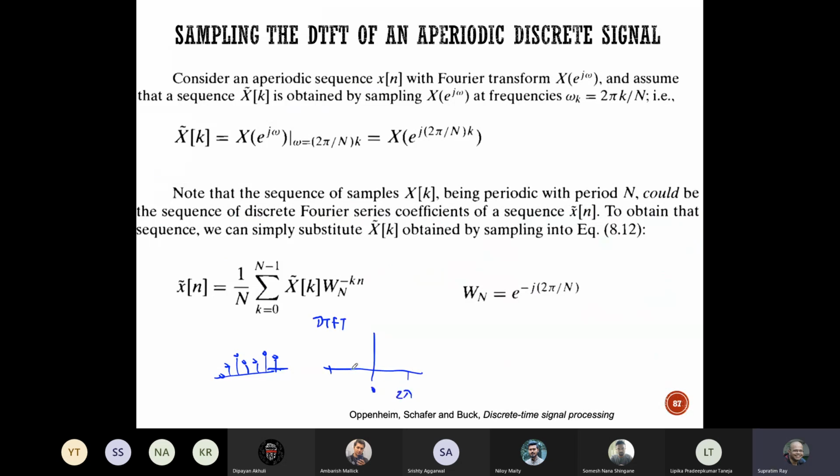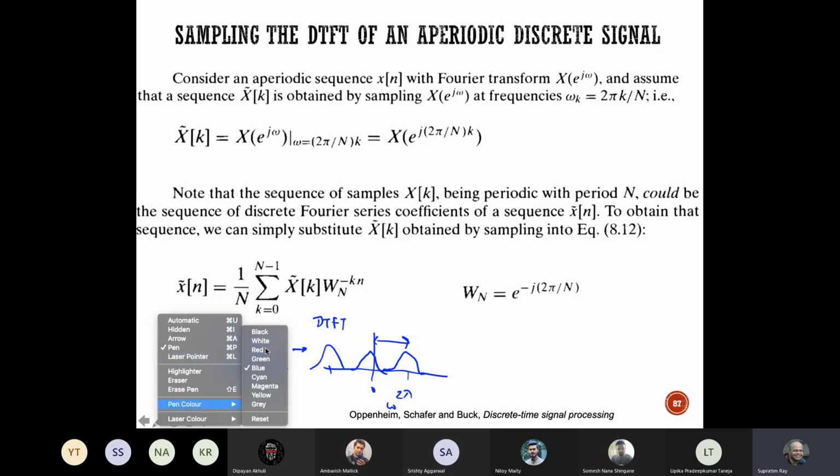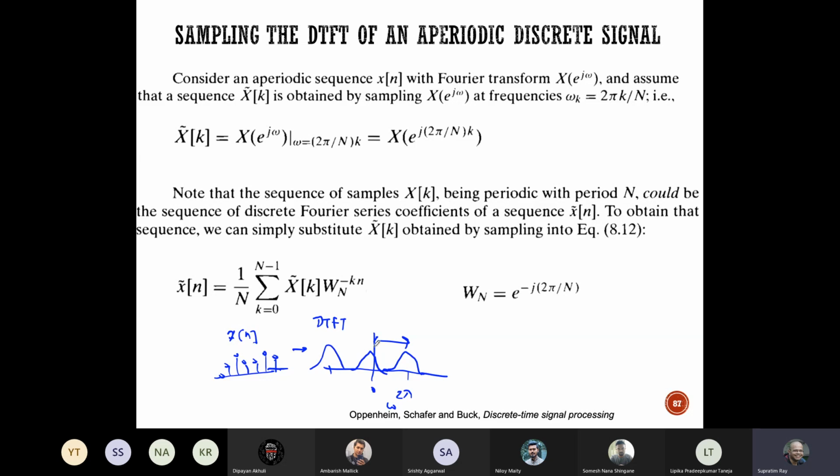It's a periodic function between 0 and 2 pi. This is X(e^jω). But it is continuous. You need values at each omega here. Now I ask that suppose I just take certain samples of this. I take n samples in the frequency domain, not in the time domain, in the frequency domain.